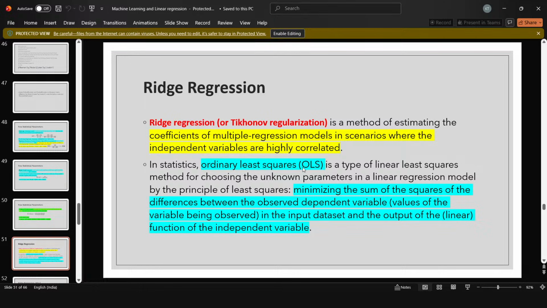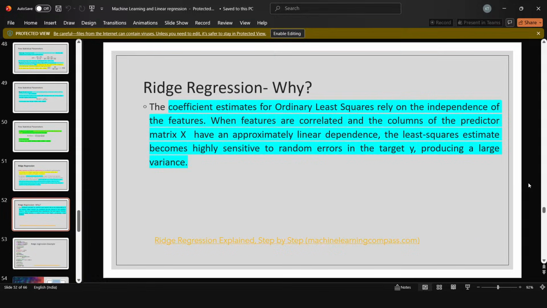And in statistics, OLS, ordinary least squares, is the type of least squares method for choosing the unknown parameters in a linear regression model by the principle of least squares. When you want to improve your model, you have to check the error rate, right? So you do it by checking the error rate using this ordinary least squares method. After each iteration of your model training, you will measure the least square error, and then you try to fit the model again. Yeah, so this is the important slide.